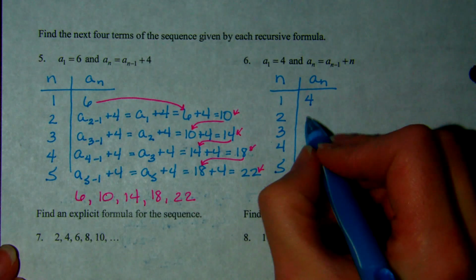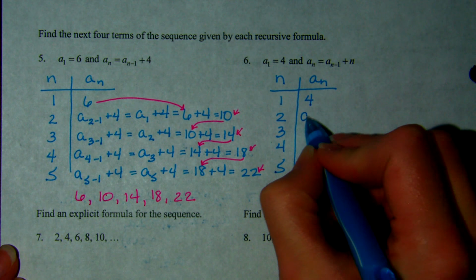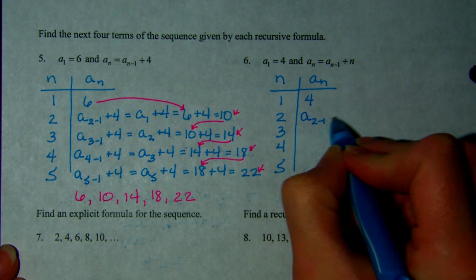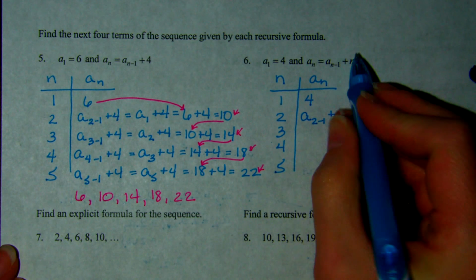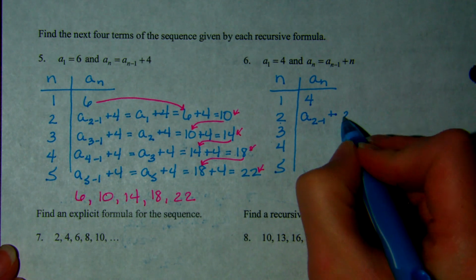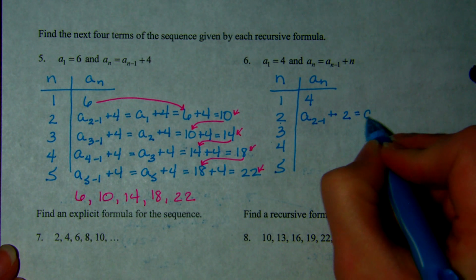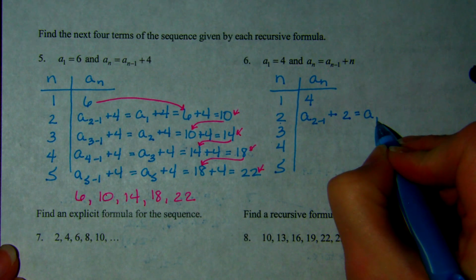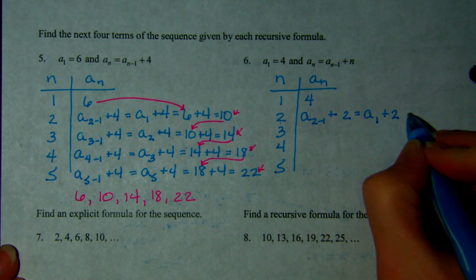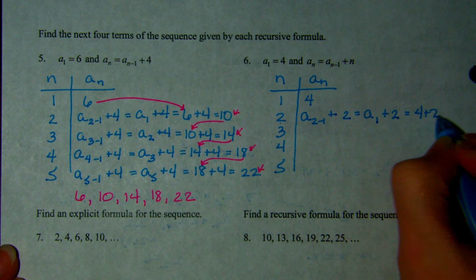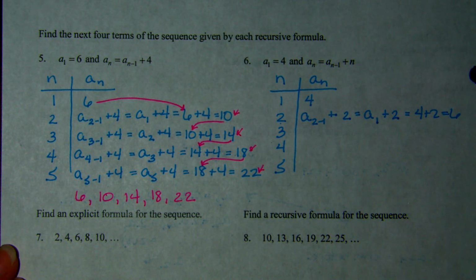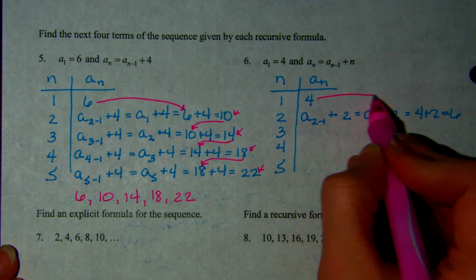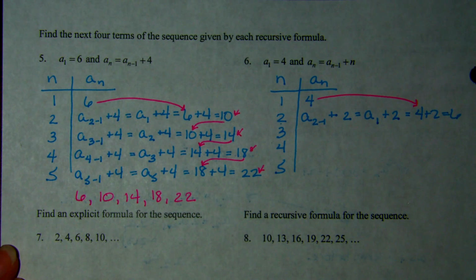So a sub 2 is a sub 2 minus 1 plus n, which is our position right there, so plus 2. So that's a sub 1 plus 2. That's 4 plus 2, which is 6. In this case, we didn't just use the previous term, we also used our position. But that's not as important.